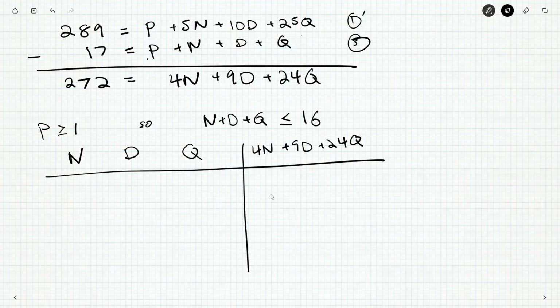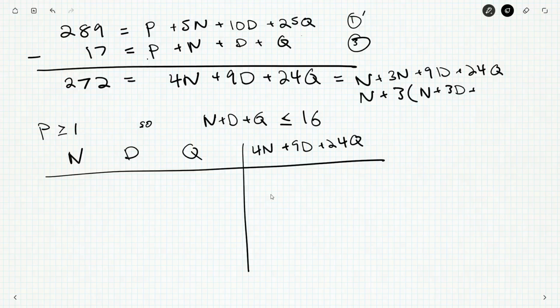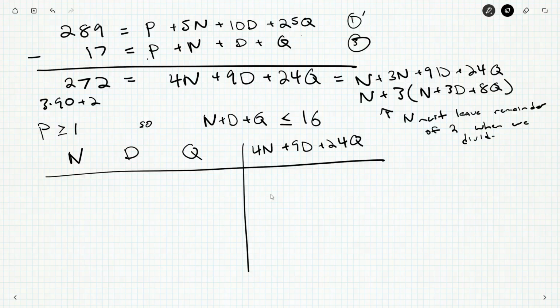All right, now before I start filling in this chart, I actually just noticed something. This is N plus 3N plus 9D plus 24Q. So this is N plus 3 times something. And 272 is 3 times 90 plus 2. Does this mean N is 2? No. But when it comes to multiples of 3, there's a remainder of 2 left over, and over here N has to have a remainder of 2. So N must leave a remainder of 2 when we divide by 3. Okay, so this might help us out.